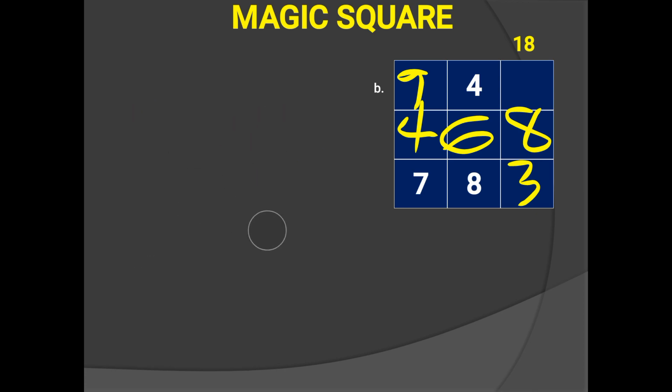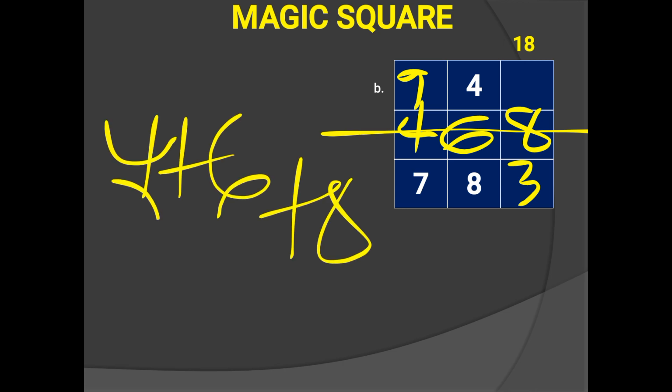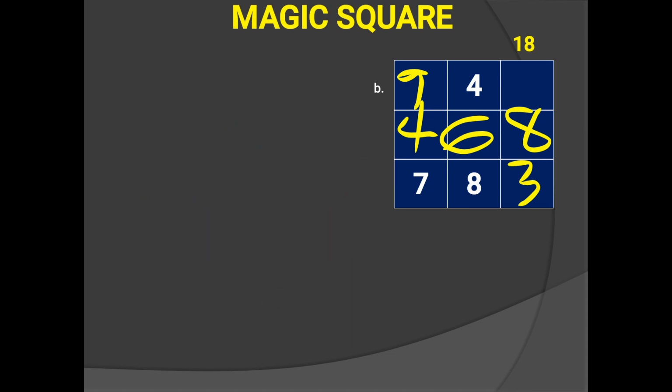Let's see if that will also give us 18. So 4 plus 6 plus 8. 4 plus 6 is what? 10. 10 plus 8 is 18. That means it's also correct. Now still the middle number doing the magic.